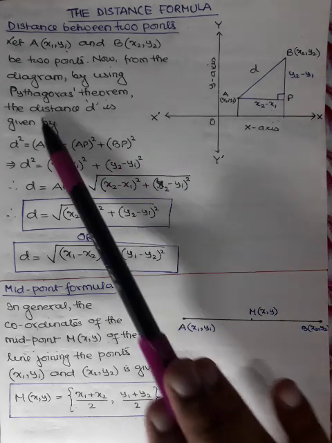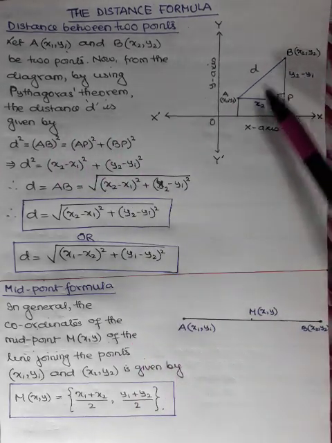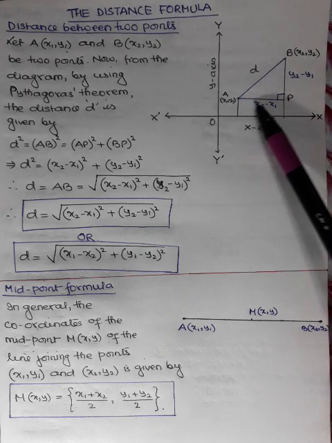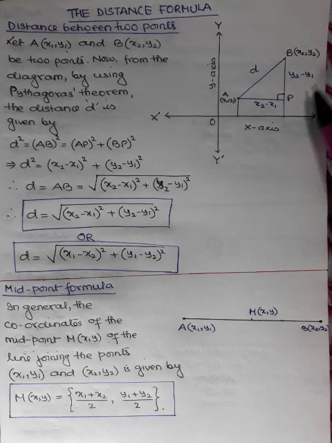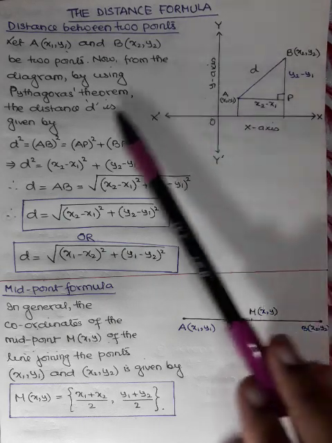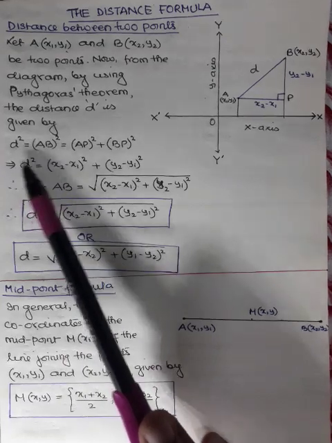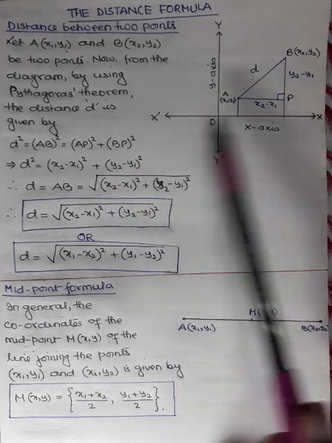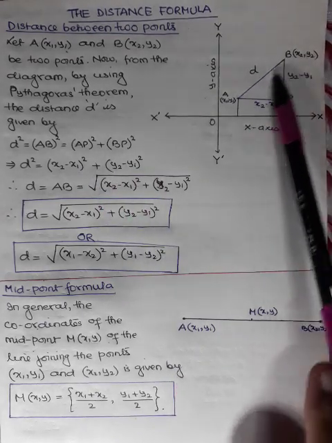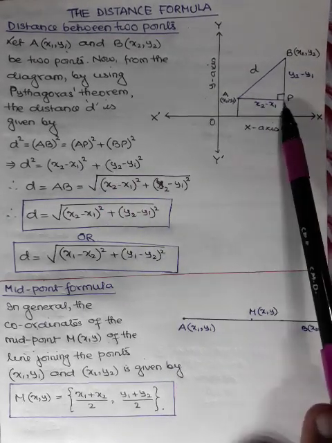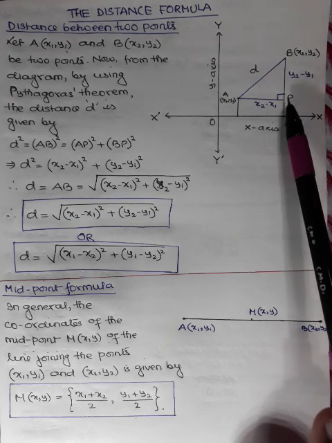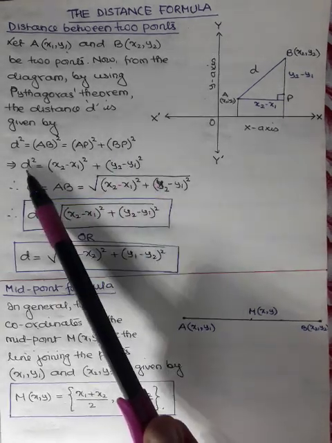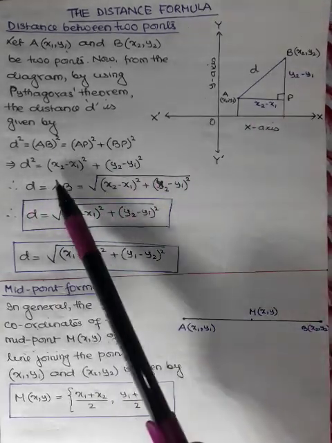Now, you know that in the Pythagoras theorem, hypotenuse square is equal to perpendicular square plus base square. Here I have used the Pythagoras theorem. Here the hypotenuse is AB, the base is AP, and the perpendicular is BP. So AB square is equal to AP square plus BP square. AB is the distance between A and B.